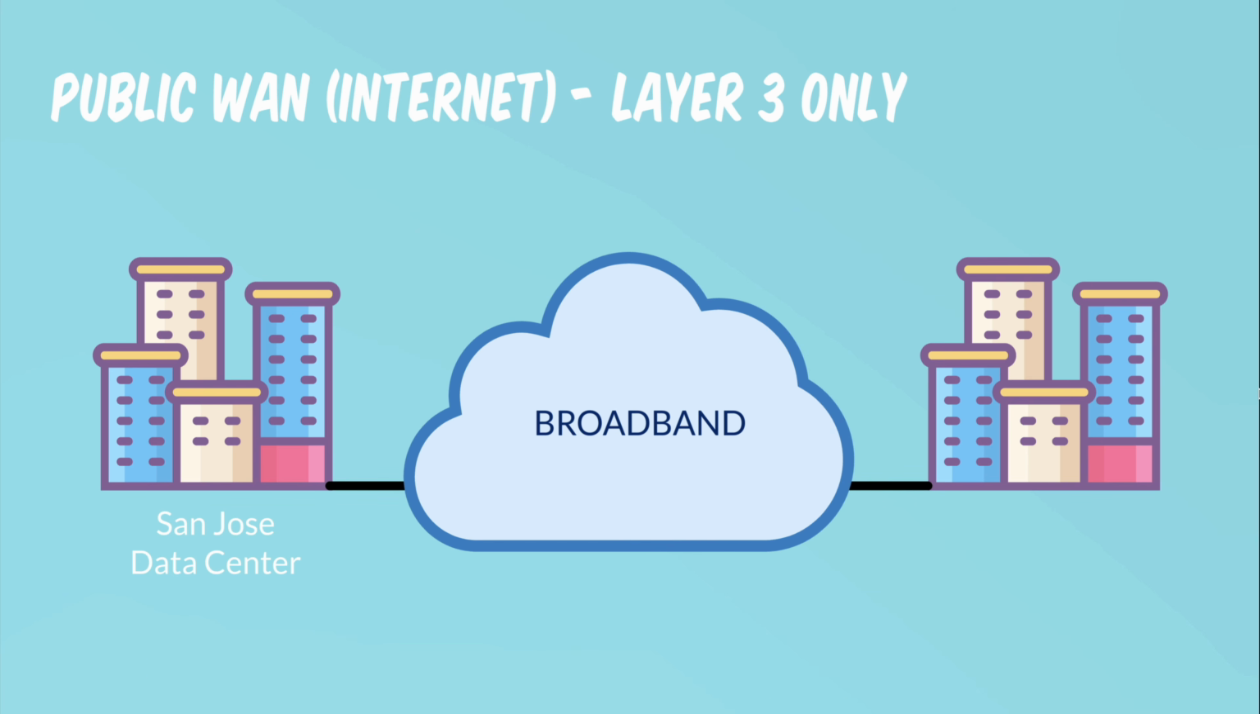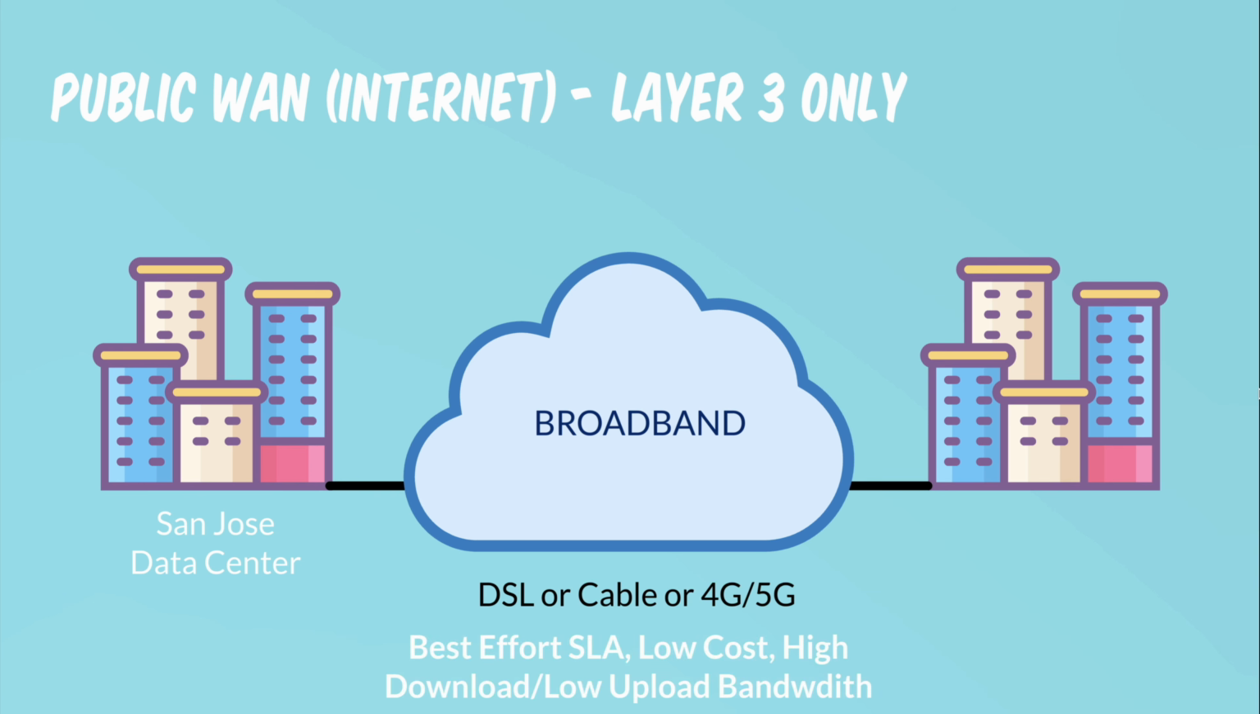Now the next level below DIA is broadband. And broadband comes in different flavors. You got your DSL or cable or 4G, 5G type of connectivity. It's one step below DIA. Even if you end up buying quote unquote business class broadband, it's not much different than getting a broadband for your home. With broadband, you get best effort SLA.